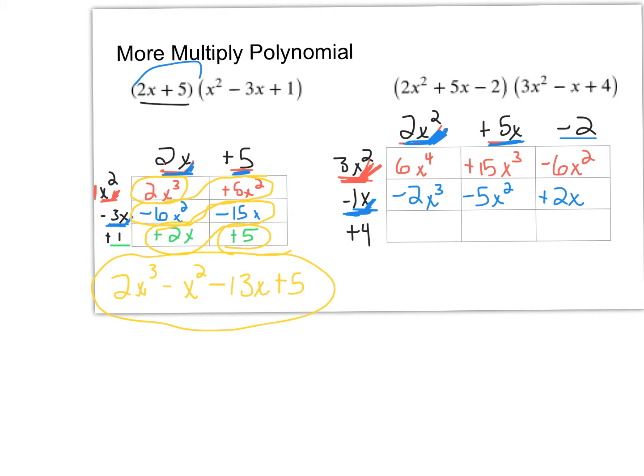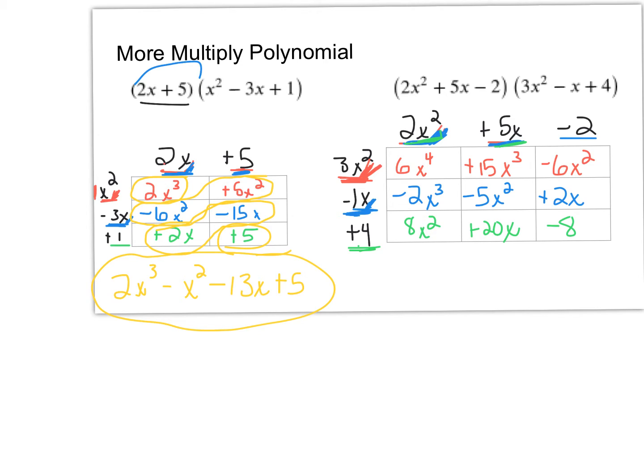So now let's go to the bottom. 4 times 2x squared, so that's going to be 8x squared. 4 times 5x, that's 20x. And 4 times negative 2 is negative 8.